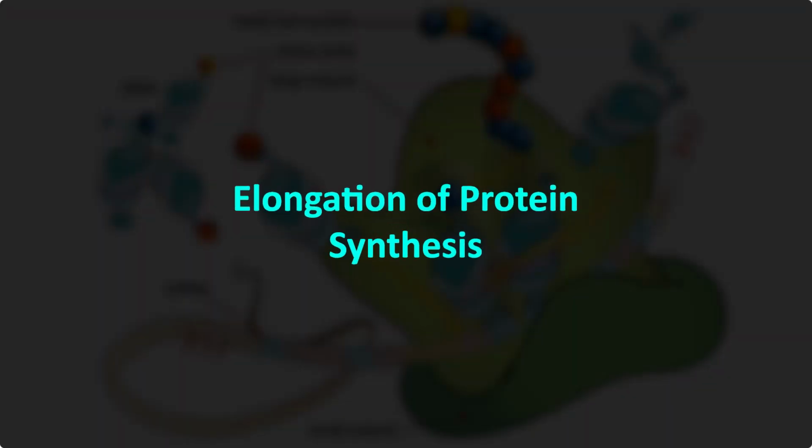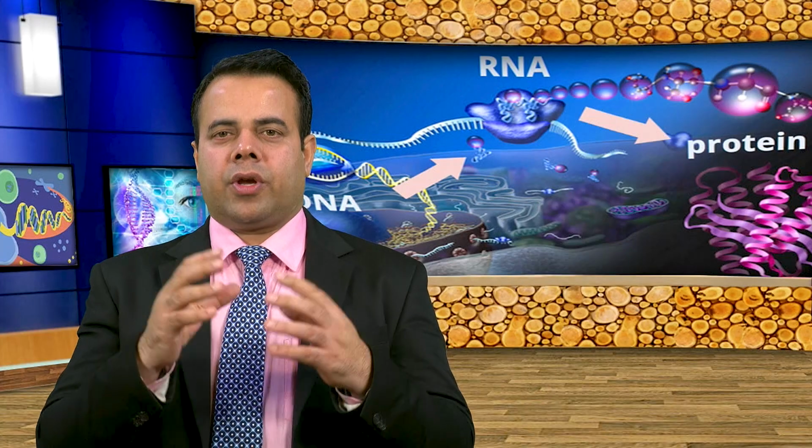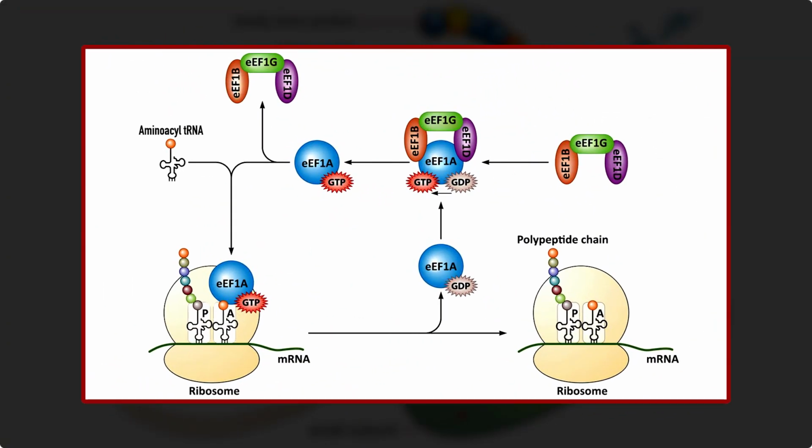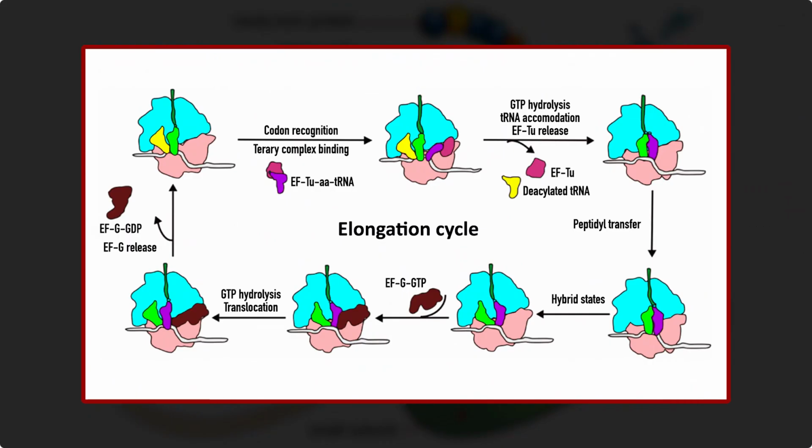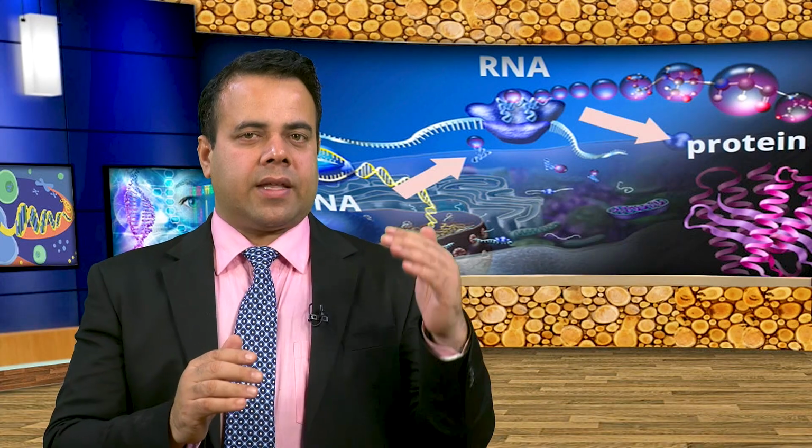Dear students, let's discuss the elongation of protein synthesis in eukaryotes. Elongation depends on eukaryotic elongation factors. 3 elongation factors, EF1A, EF1B and EF2, are involved, which have similar functions to their prokaryotic counterparts: elongation factor Tu, elongation factor Ts and elongation factor G. At the end of the initiation step, the mRNA is positioned so that the next codon can be translated during the elongation stage of protein synthesis.